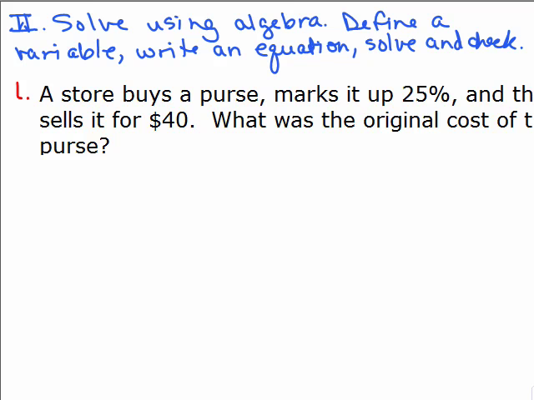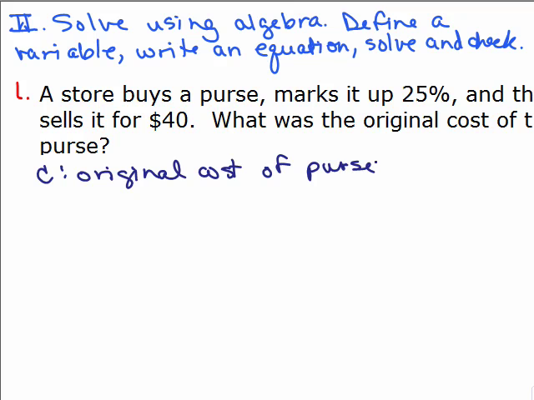Okay, going on to 2.6 part 2, number 1. Some more puzzle or word problems. A store buys a purse, marks it up 25%, and then sells it for $40. What was the original cost of the purse? All right, so we have to define a variable. Since we're looking for the original cost of the purse, let's use a variable for the original cost. How about C? Original cost of purse.